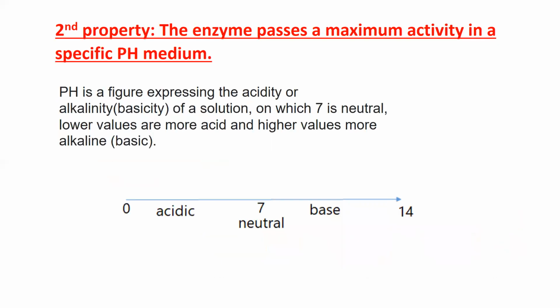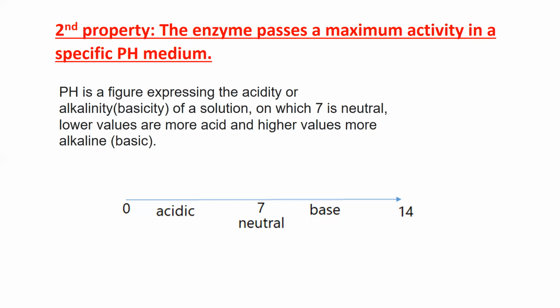Now, the second property is that the enzyme possesses a maximum activity in a specific pH medium. What do we mean by a specific pH medium? pH, first of all, what is pH? pH, guys, is a figure that shows us the acidity or the alkalinity, meaning the basicity, of the solution. It shows us if the solution is basic or acidic, okay? Or if it is neutral.